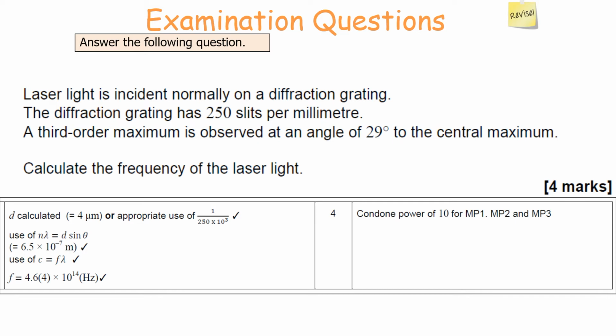We know what theta is. It's 29 degrees from the information given in the question. We know what n is because it's a third order one, so we get our value to be 6.5 times 10 to the minus 7 meters.